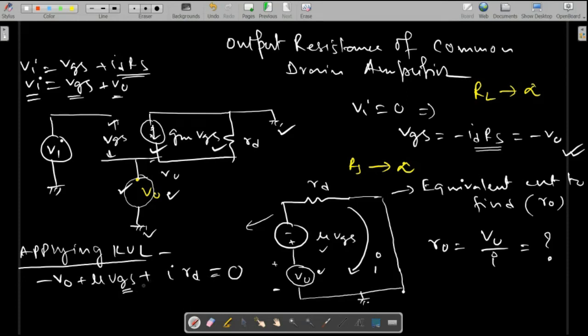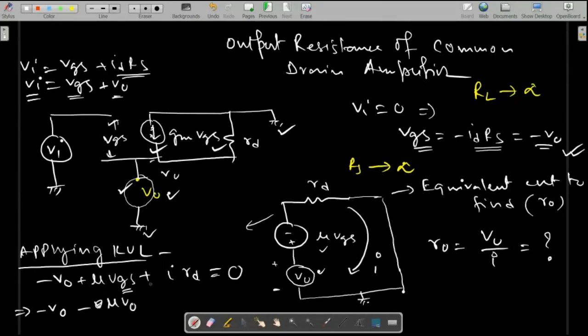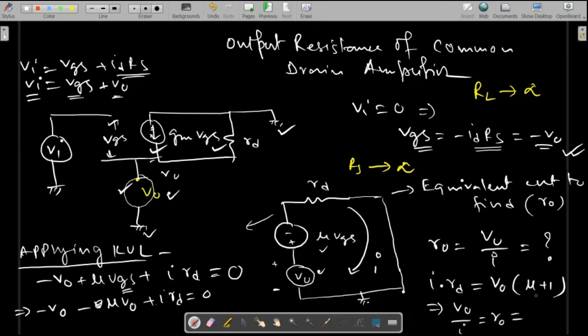Put the value of VGS. So minus V0, minus mu into V0, plus I into RD equal to zero. So we can say I into RD equals V0 into mu plus one. So V0 by I, that is nothing but our desired quantity R0, that will be RD by mu plus one. Check it. So this is the value of output resistance for a common drain amplifier without any drain resistance, RD by mu plus one.